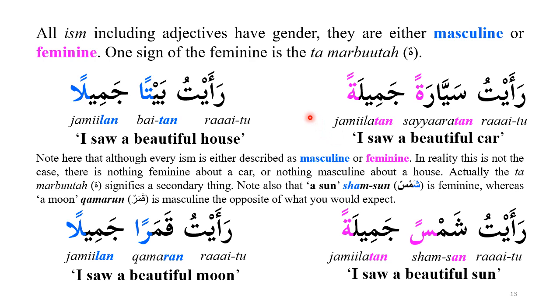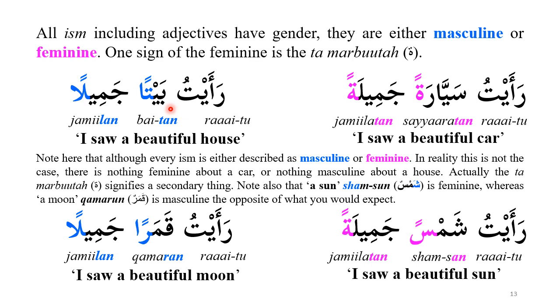Okay, so all isms, including adjectives, have gender. They're either masculine or feminine, and one sign of the feminine is the ta marbuta. Now if I say ra'aitu baitan jamilan, it means I saw a beautiful house. Here the baitan is a masculine word. So in Arabic, every word must have a gender, either masculine or feminine.